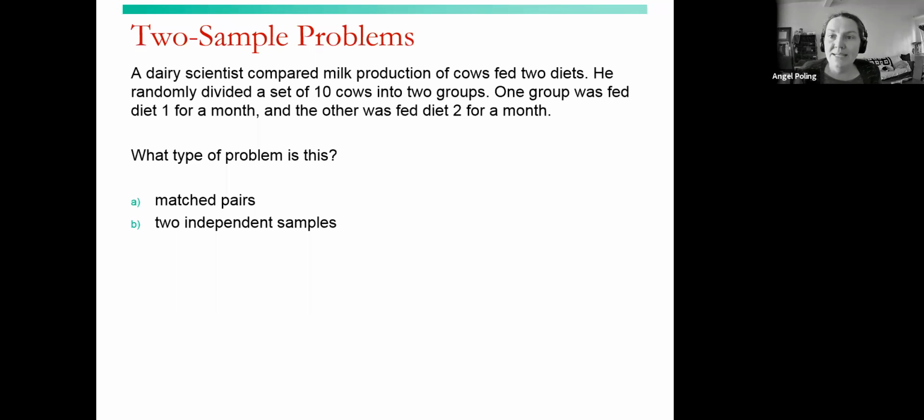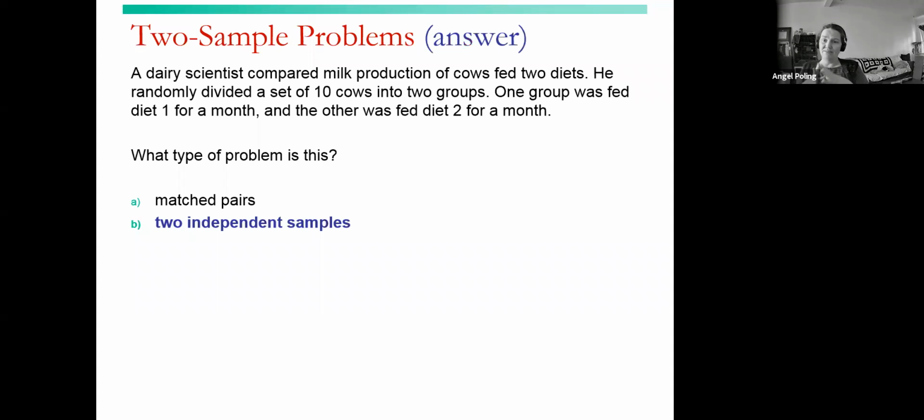A dairy scientist compared milk production of cows fed two diets. So these cows are fed two different diets. He randomly divided a set of 10 cows into two groups. One group was fed diet 1 for a month, and the other was fed diet 2 for a month. What type of problem is this?